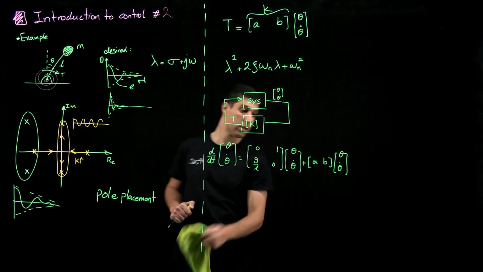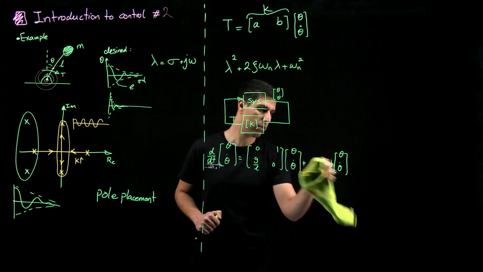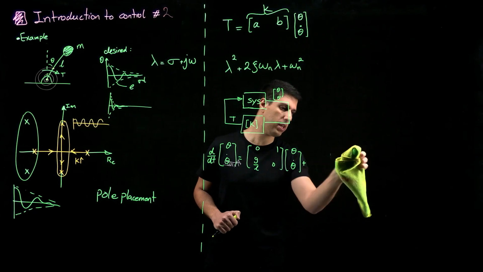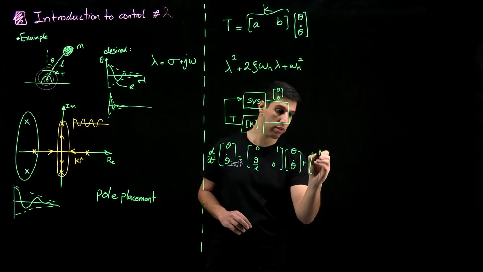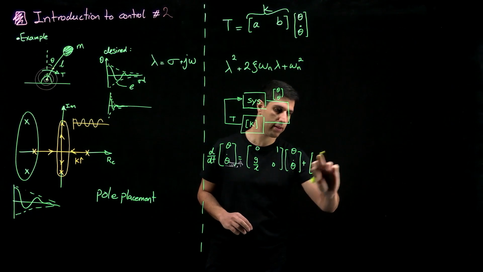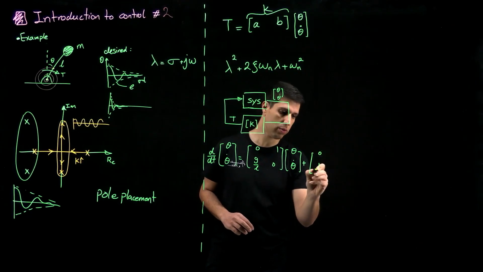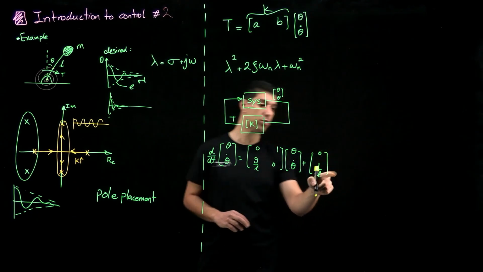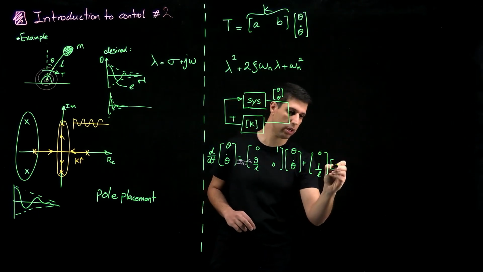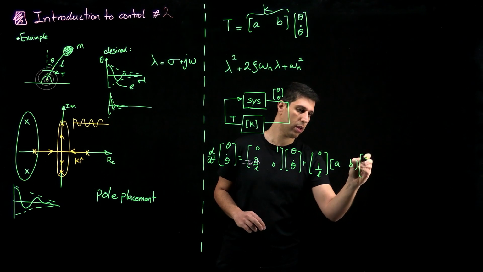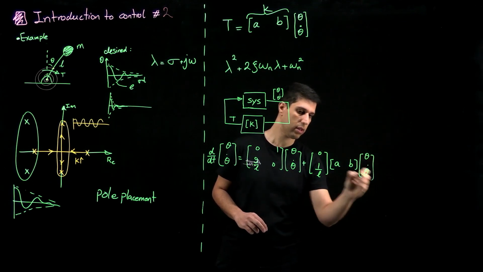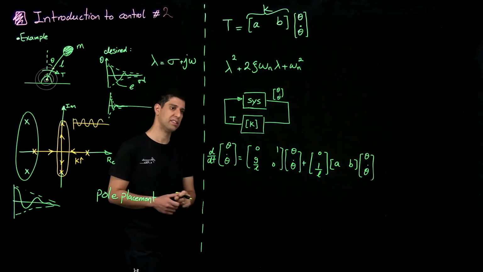So I missed the B matrix. My B matrix was 0, 1 over L times torque. Now my torque is A and B times theta, theta dot. Okay, that's better.